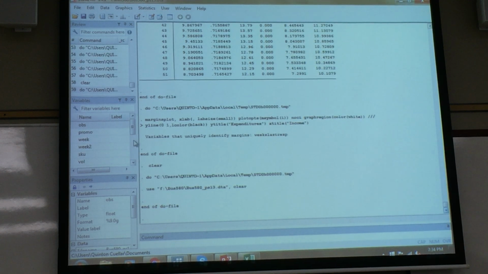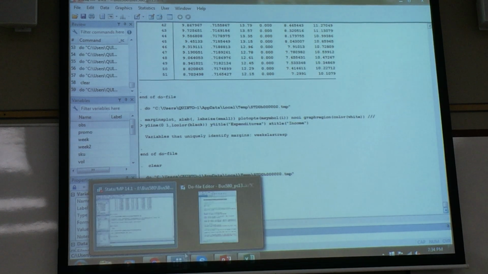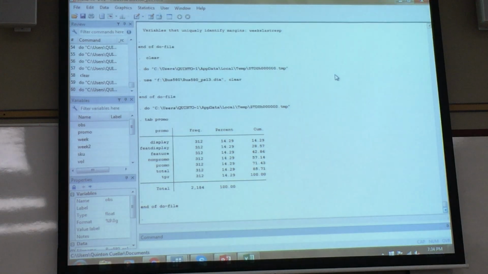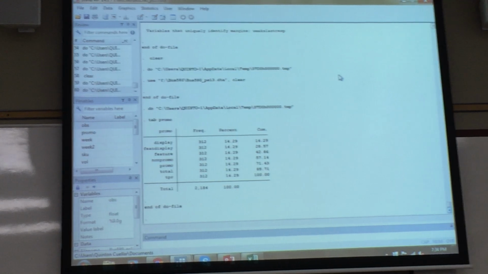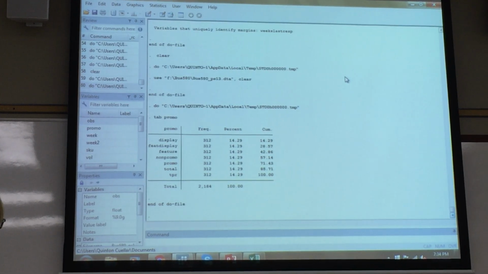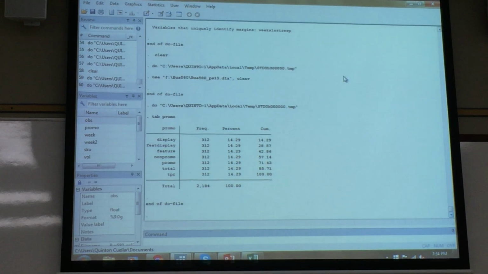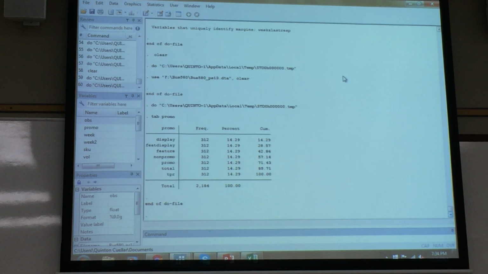So again, it's wine. I'm gonna tab this variable promo, and thankfully it's a much smaller data set than what you had last time, which might have bogged down your computers a little bit. Especially those box and whiskers.